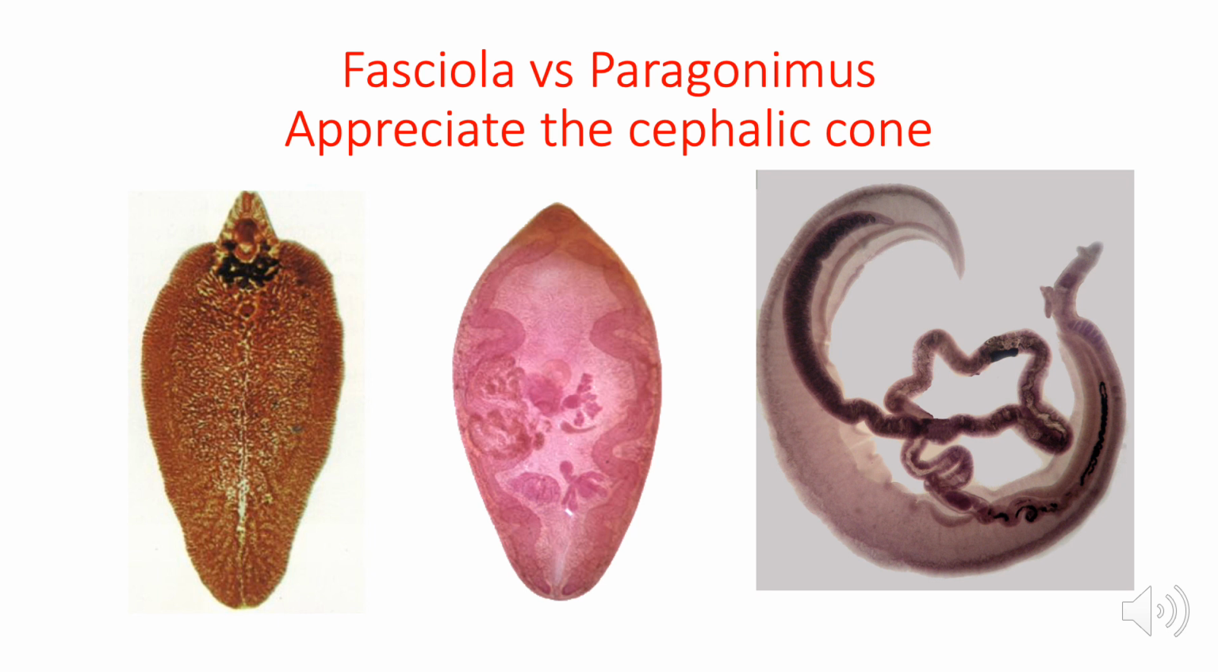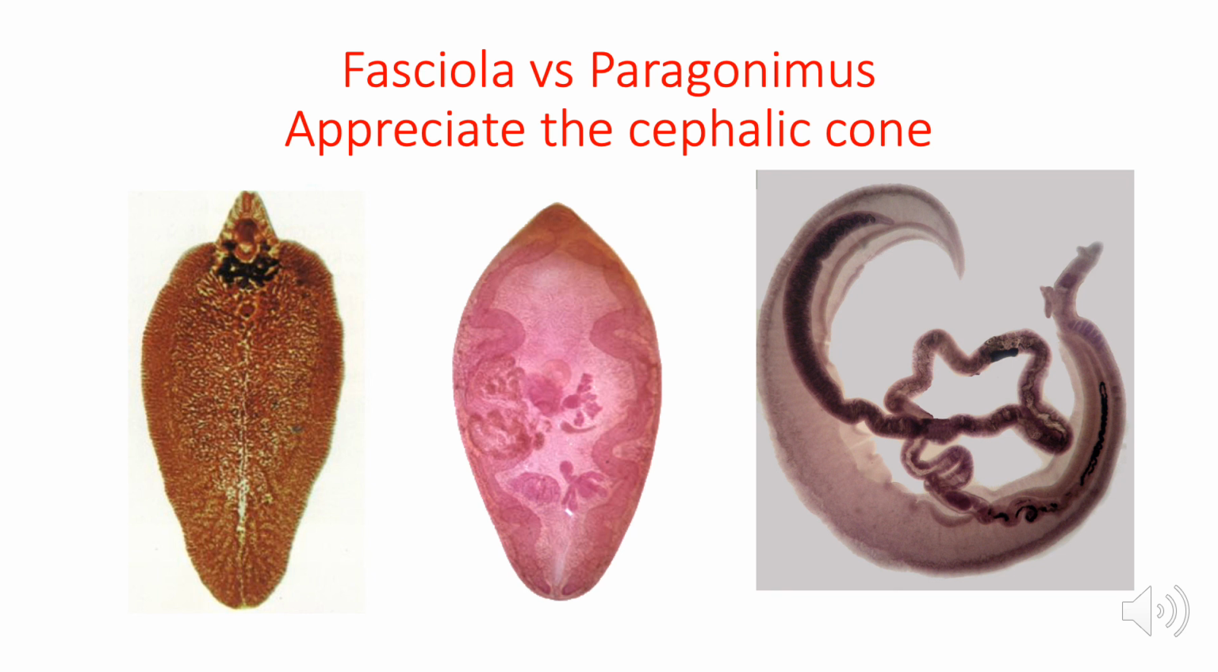I want you to take a look at the pictures of, from the left, Fasciola, middle, Paragonimus, right side, Schistosoma. Fasciola can easily be identified because of the presence of its cephalic cone, which you do not see in the Paragonimus worm. Please remember the Paragonimus worm has a coffee bean shape and its ventral sucker is found in its midline, while the ventral sucker of Fasciola is found near its oral sucker.